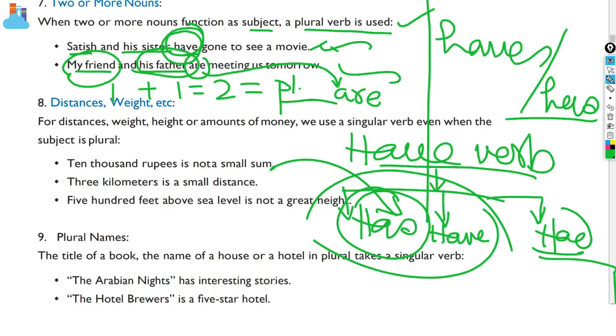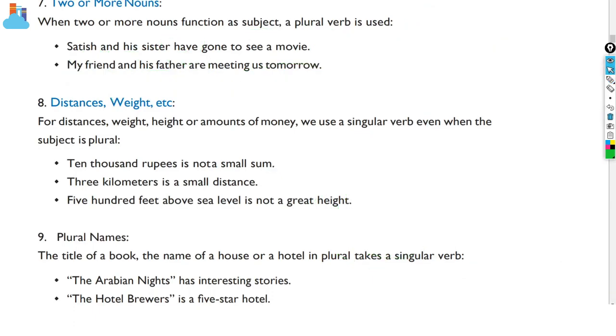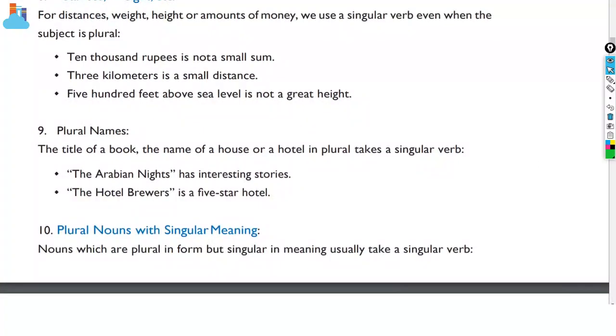In the past tense, there is no confusion. So without bothering about the singular or the plural, we can use the had form. Is it clear? Now let us go to another rule pertaining to it. The rule here is rule number 8.